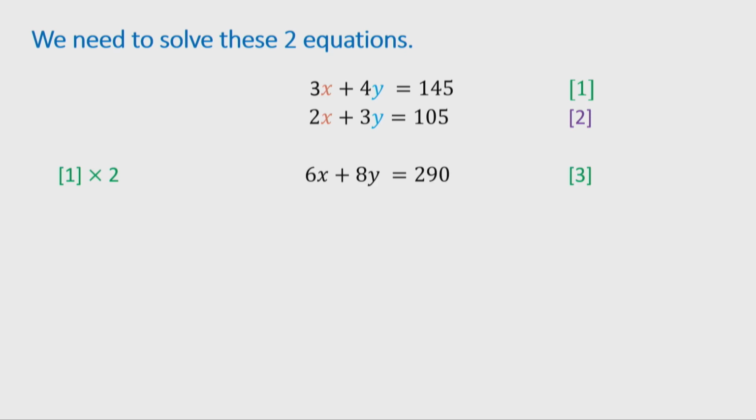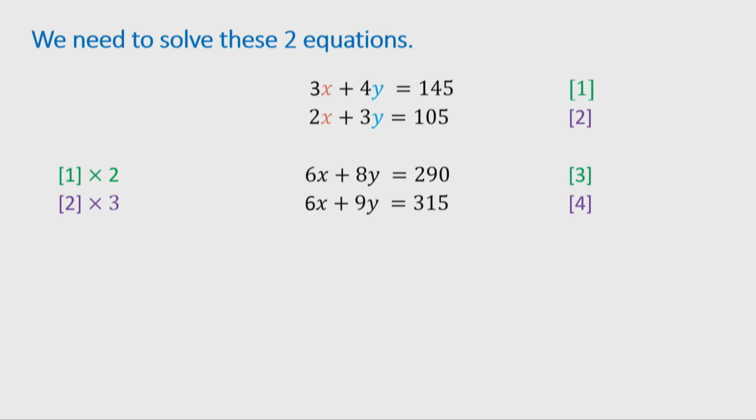So I multiply equation 1 by 2 and I multiply equation 2 by 3 so that I get the same coefficient for x. This will give me 6x plus 8y equal to 290. I call it equation 3. And 6x plus 9y equal to 315. And I call it equation 4.